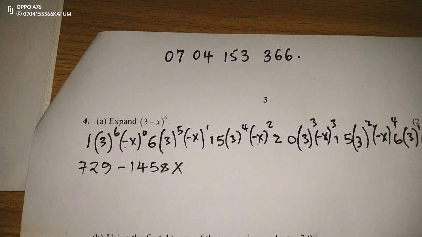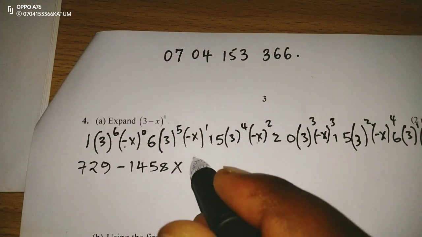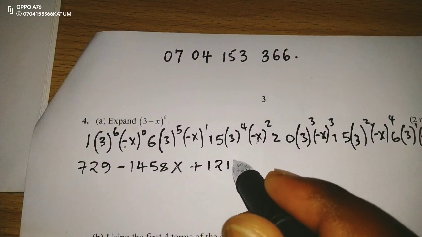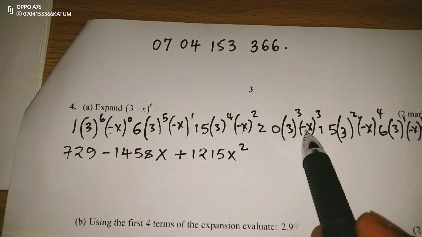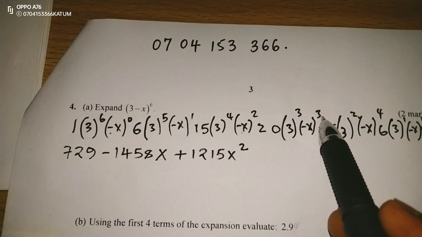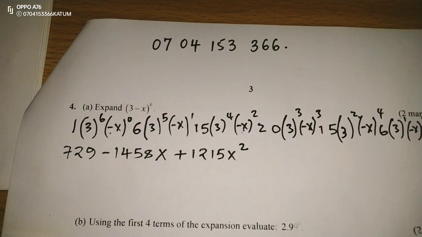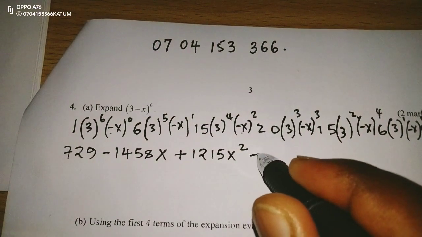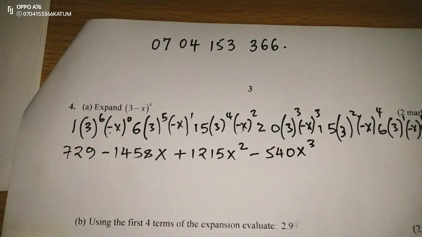3 power 4 becomes 81. Then the coefficient here is 15. So 15 times 81 gives us 1215. X has now become squared. The next one, we will have negative x to power 3. Then this one is 3 power 3, giving us 27 by 20. So 20 by 27 gives us 540. And remember, there is a negative. So minus 540 x cubed.